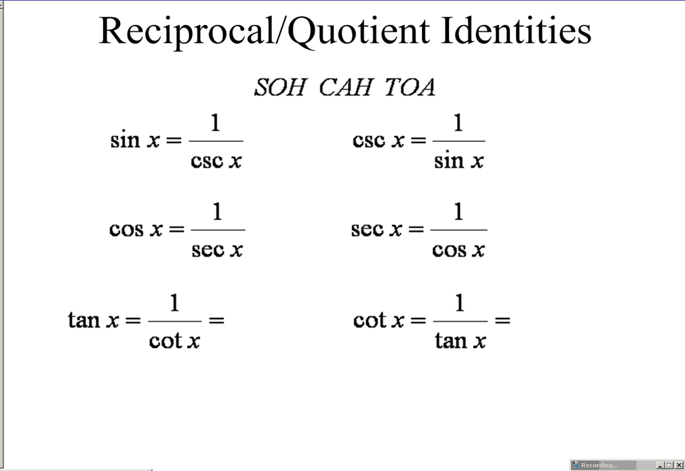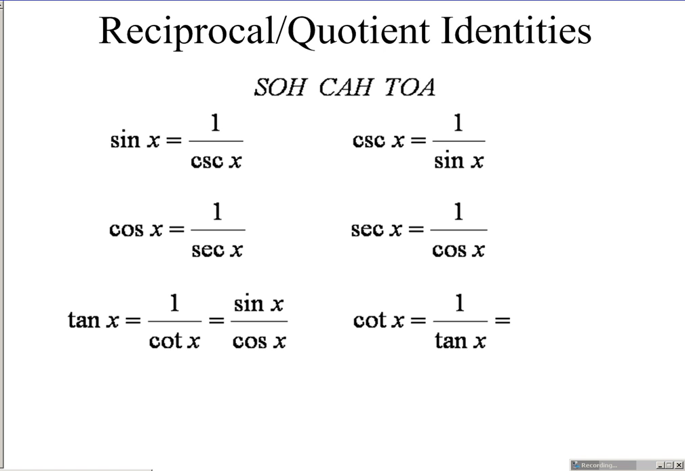The quotient identities, quotient meaning division, is a division of the 2 trig functions. Tangent is opposite over adjacent. That can help you remember what your quotient identities are. Tangent being opposite over adjacent, well, opposite is dealing with sine, adjacent is dealing with cosine. So tangent is sine over cosine.